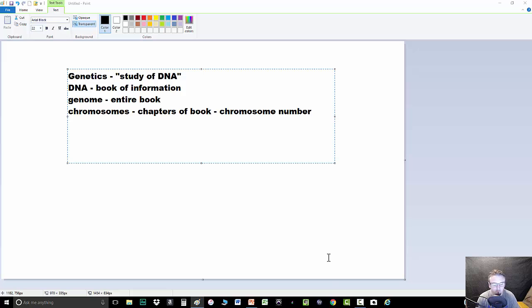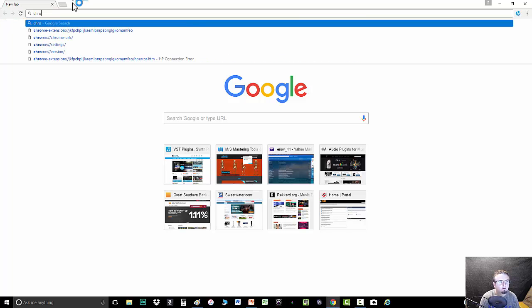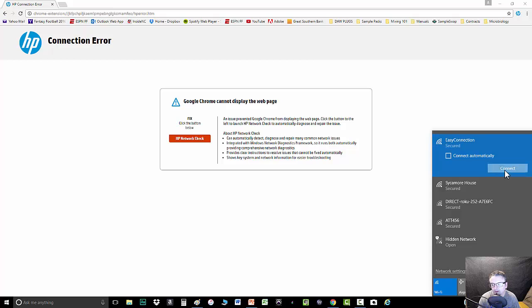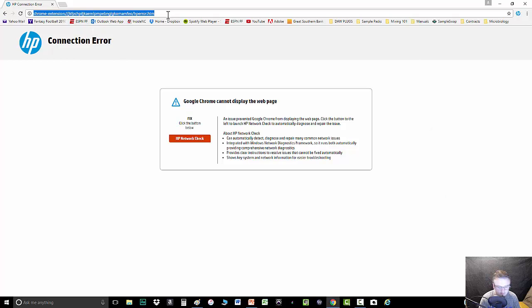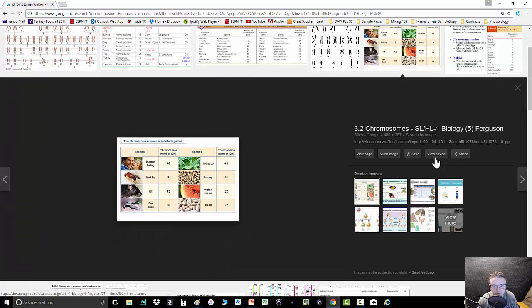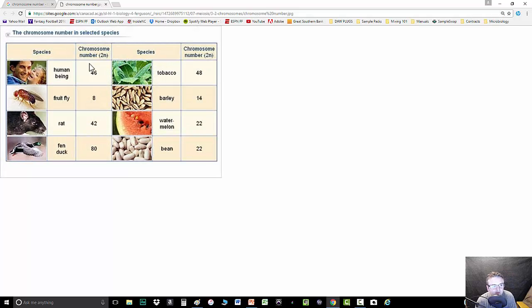So if we just take a quick look here and type in chromosome number, we'll see that we get a lot of different numbers for different organisms. So here's a good example. We can see that humans have 46, fruit flies have 8, rats have 42. A random example here, the fen duck has 80. Never saw that one before.